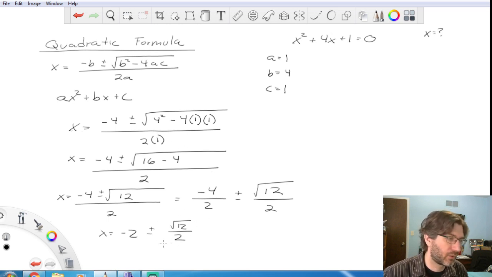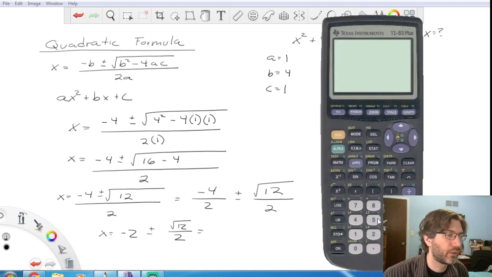This you are going to want to use your calculator to solve for, and you should be getting 2 answers here, because remember you have the plus and minus version of it. So if I bring up my calculator, I can type this in, I can get -2 plus the square root of 12 divided by 2. And I can get that to be x equals -0.27, and I'm going to round this to just the 100th place.